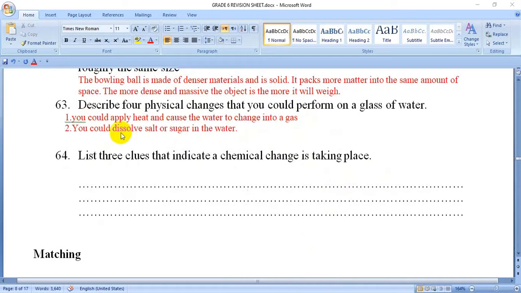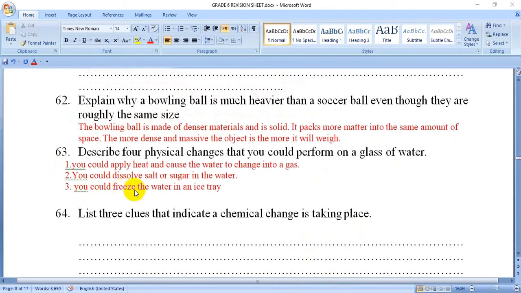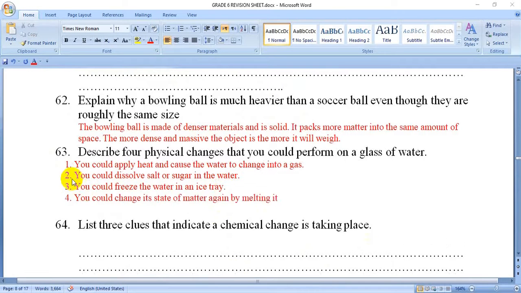You also could dissolve salt or sugar in water, and as we know, dissolving sugar or salt in water is a physical change. You could also freeze the water in an ice tray. You can put the water in a tray and put it in the freezer and change it into ice, so this is also a physical change. And you can melt it again into liquid water, and this is a physical change too. So here are the 4 physical changes that you can make for a glass of water.